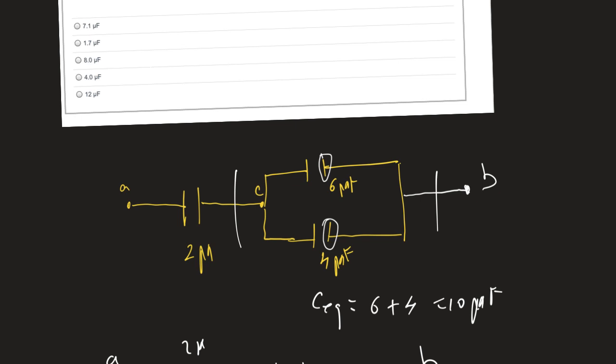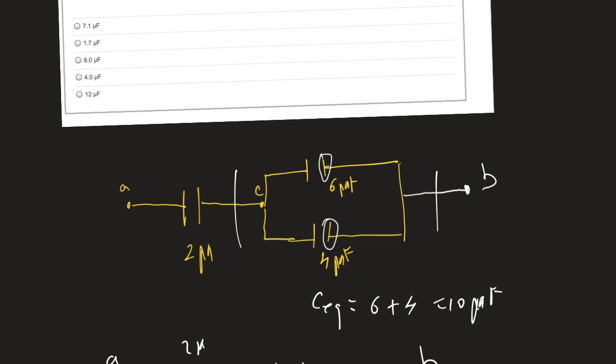When you arrive at point C, you will find on one side the 6 microfarad and on the other side the 4 microfarad, and now you will be at point B. So between A and B, there is a capacitance. What is the equivalent capacitance of this? Well, you have these two in parallel connected with this one in series.